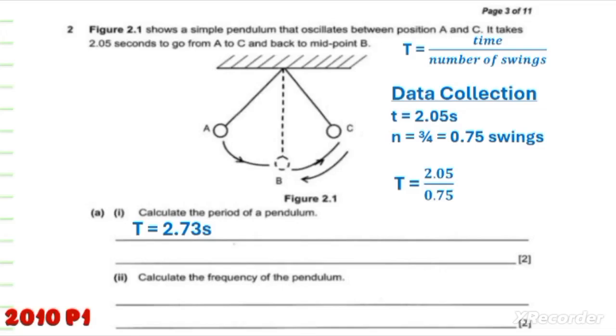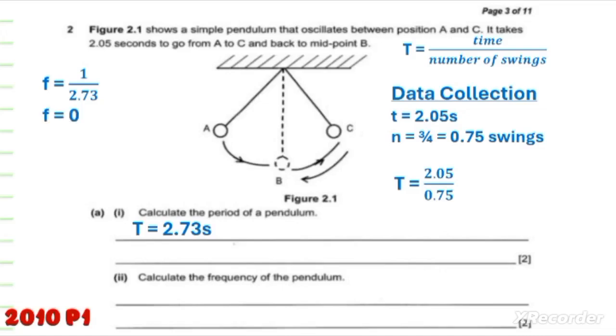Without wasting time, let us move to the next question. Calculate the frequency of the pendulum. Like I said, there are a lot of formulas that we can use to find frequency. The best formula that we are going to use here is this one. Frequency is equal to 1 divided by period.